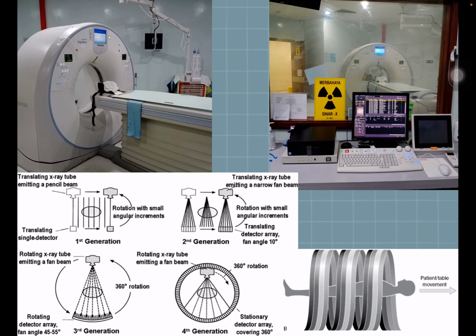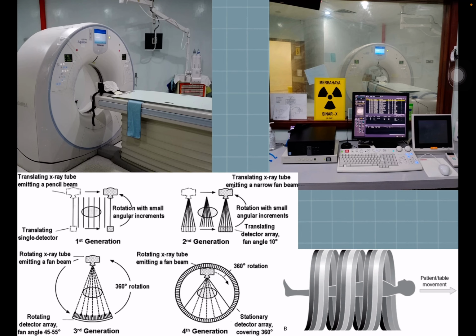What is CT? Or some people say CAT scan. CT means computerized tomography or computerized axial tomography. Tomography comes from the Greek words tomos, which means slice or section, and grapho, to write or to describe. It is a type of imaging modality which uses computers and a rotating X-ray machine to create cross-sectional images of the body.